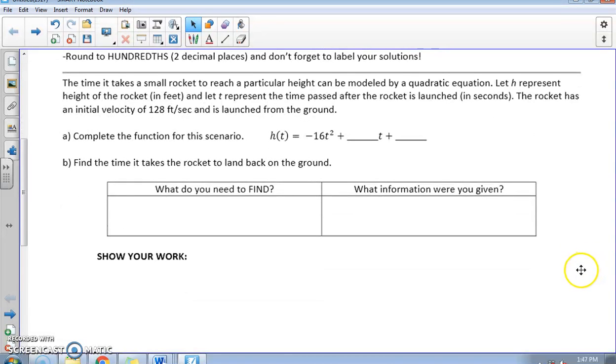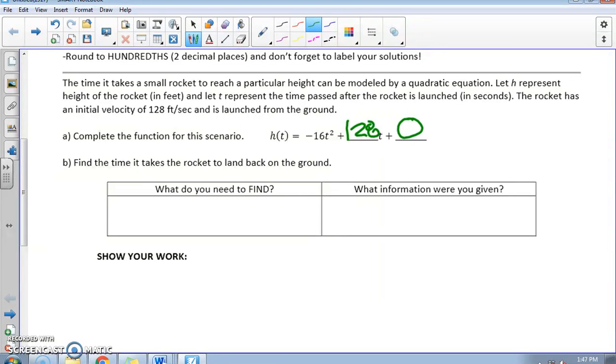So our first example: the time it takes a small rocket to reach a particular height can be modeled by a quadratic equation. We're going to let h represent the height of the rocket in feet and t the time passed after the rocket is launched in seconds, just like we were talking about above. The rocket has an initial velocity of 128 feet per second. Before I go any further, I know velocity is always the v coefficient, so the linear coefficient. So 128 feet per second is the velocity, and it's launched from the ground. So that would mean that the initial height is 0 because it's starting on the ground.